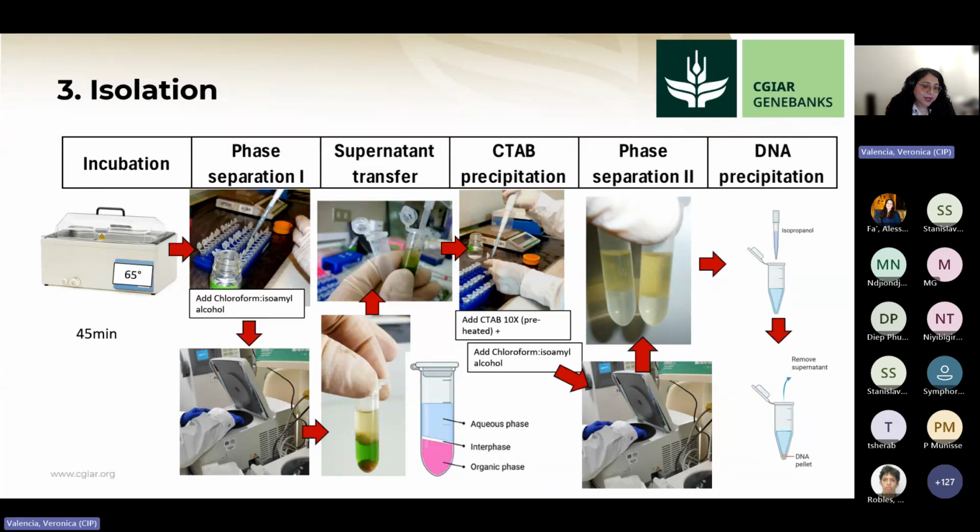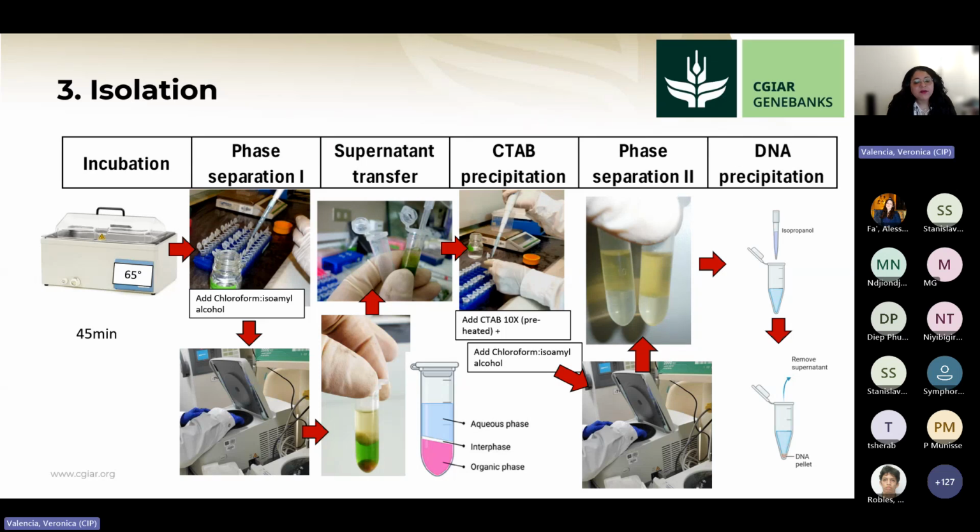But this CTAB is preheated and it's more concentrated. It's a 10x, not a 2x. So we normally use about 70 or 80 microliters, right? And after that, we add chloroform, we centrifuge, and we have another phase separation after the centrifugation. But as you can see, it's cleaner. So that's why we repeat chloroform, to have it cleaner, right?